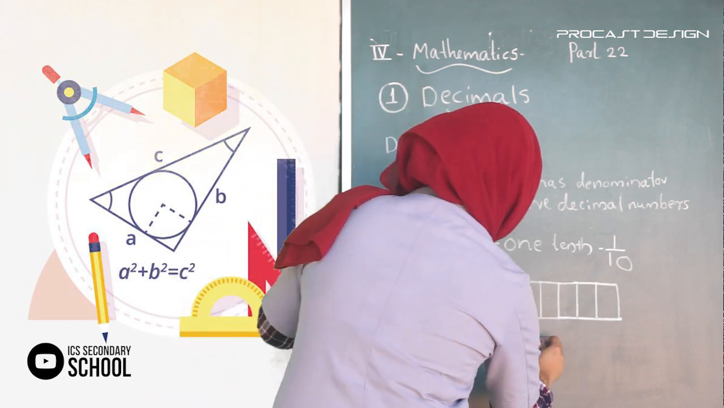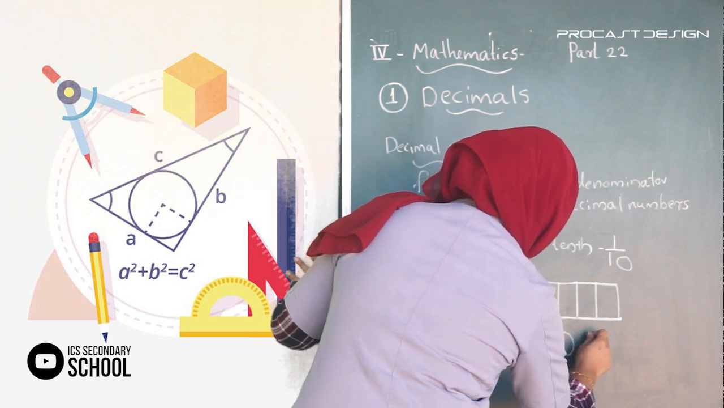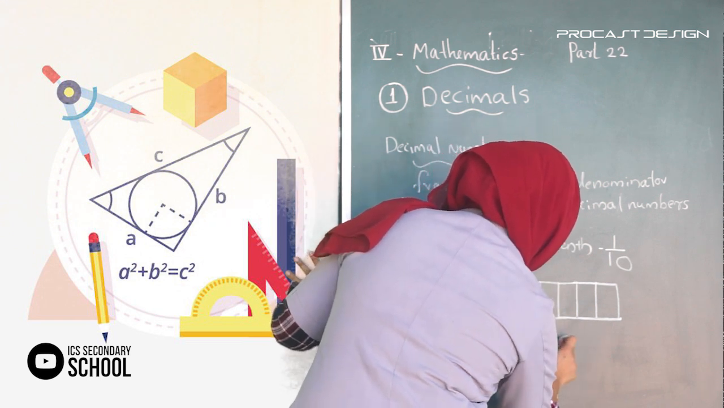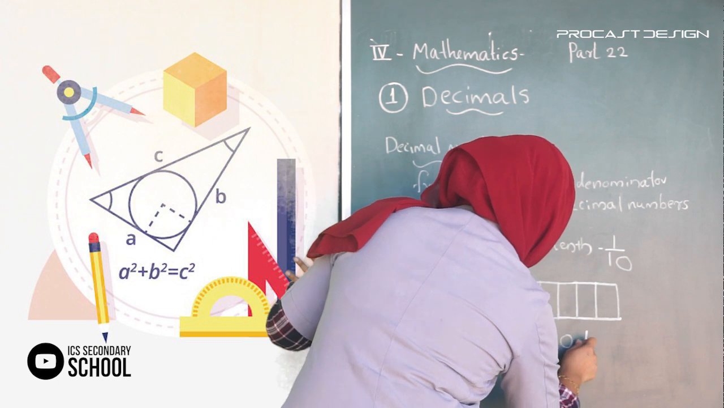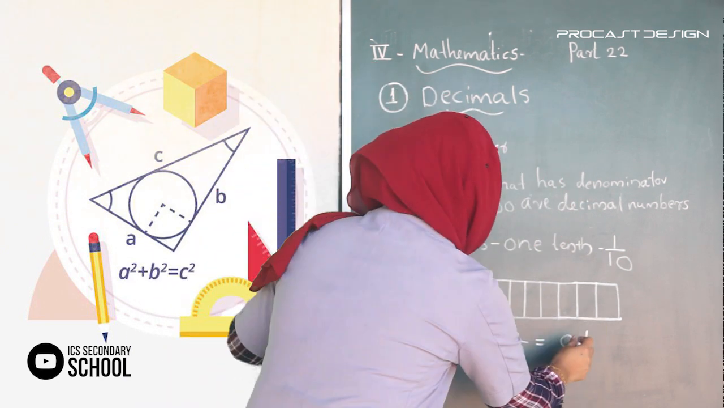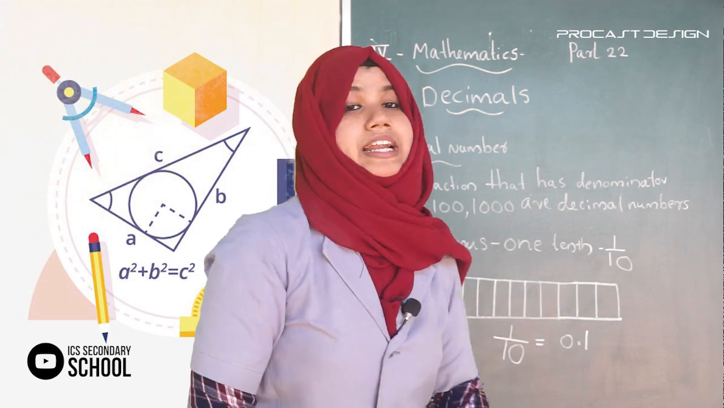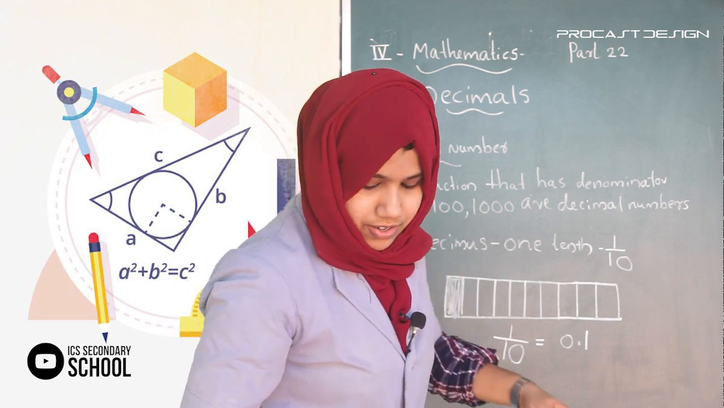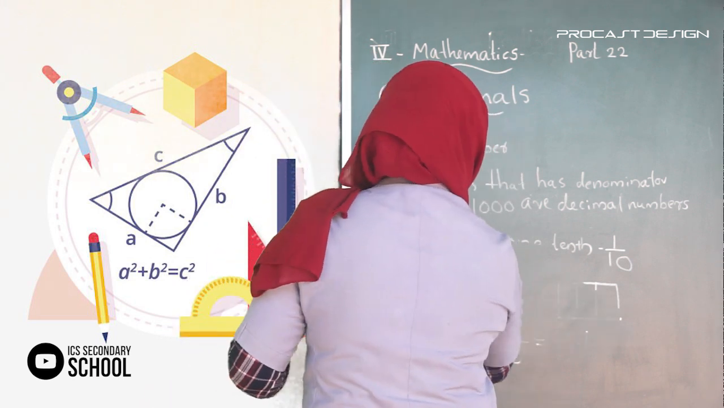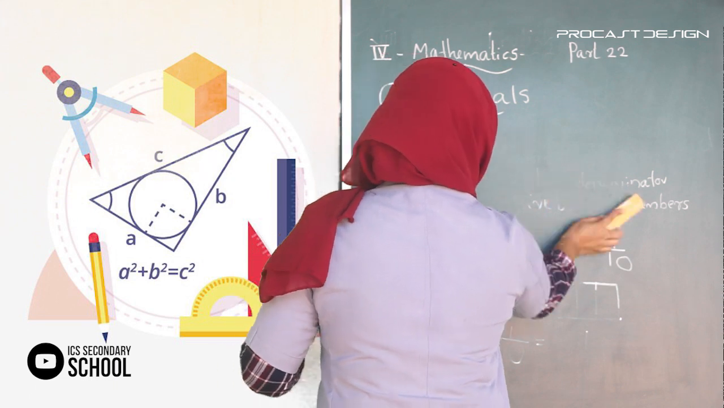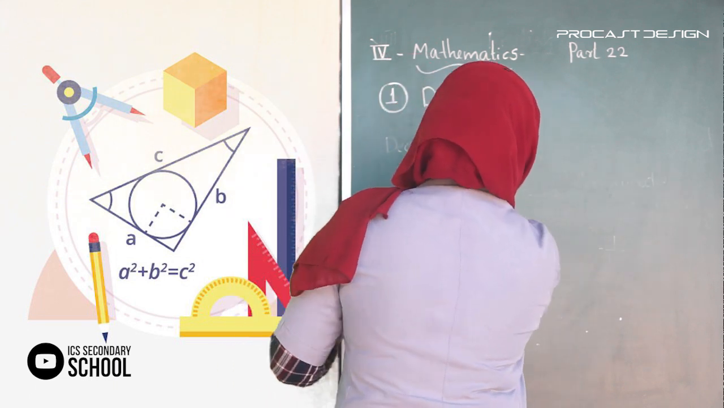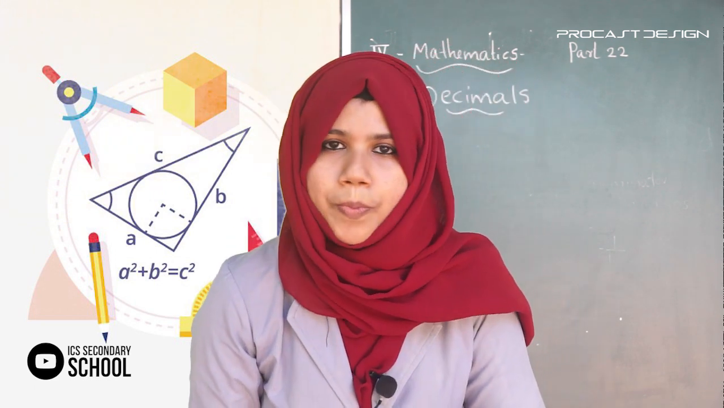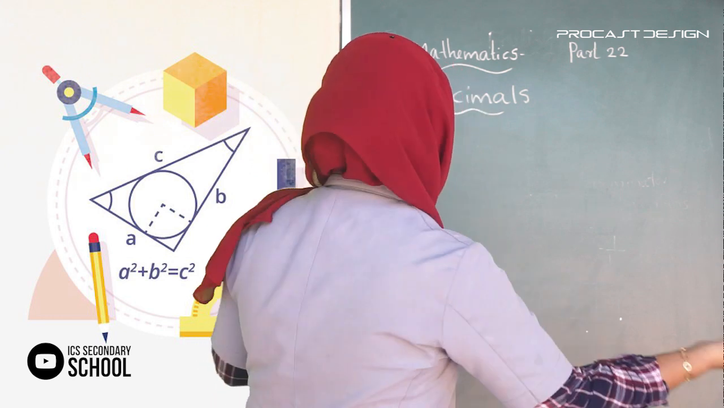So 1/10 we can write as 0.1. This is the decimal point. This point is the decimal point. Is it clear? So a fraction that has denominator 10, 100, 1000 is a decimal number, and 1/10 we can write as 0.1. I will write more examples.